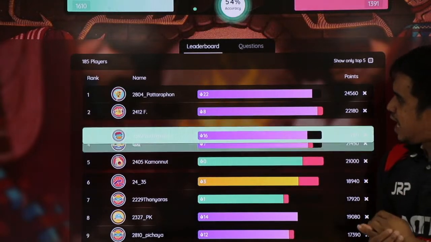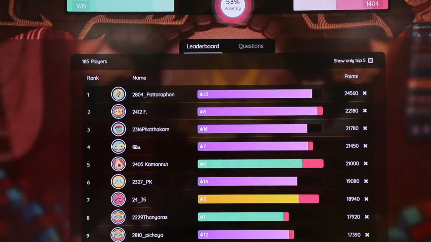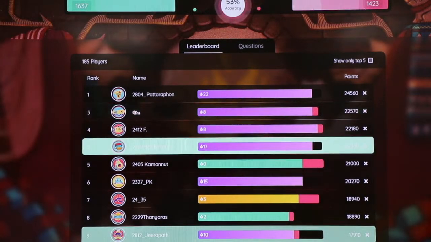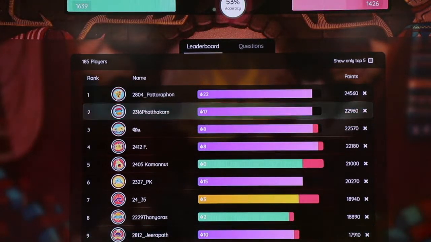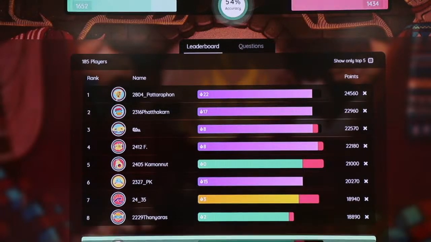Patara pa po from room 8, number 4 is the leading scorer with no mistakes yet. Also top 3, Patakan, with no mistakes yet. He has two more questions left before he finishes. What else?